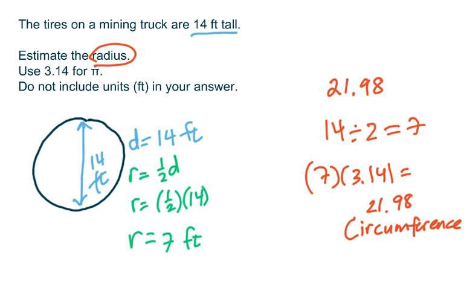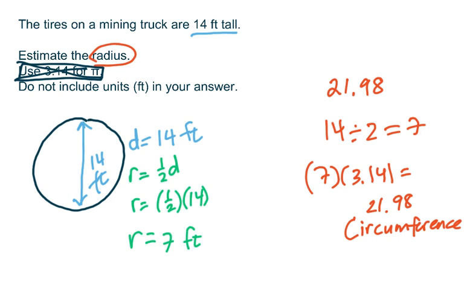So I think you might have gotten confused because it told us that we should use 3.14 for pi, but just because it tells us what we should use doesn't mean that we necessarily need to use it. So the information is there, but we didn't need to use it.